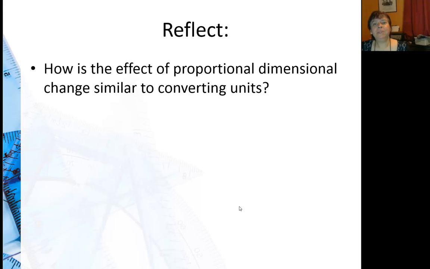So how is the effect of proportional dimensional change similar to converting units? Well, both are related to, if it's area, it's squared. If it's volume, it's cubed. And it's pretty much just a factor being multiplied.